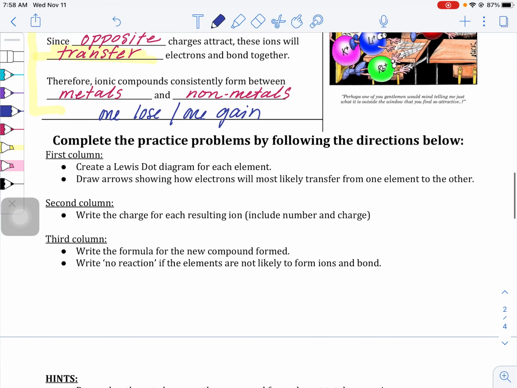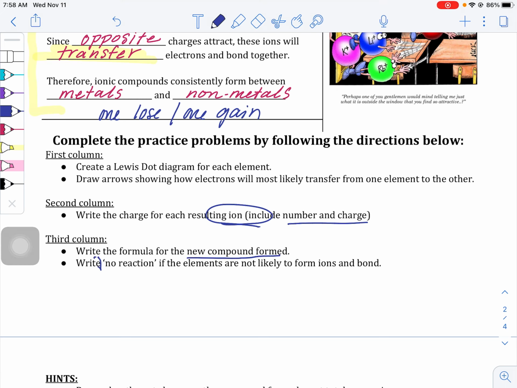So we've got the directions here one more time. Just like we did in the notes, we're going to make a Lewis dot first, draw arrows showing the transfer, show our ion, so that means the number and the charge, and then finally name that new compound's chemical formula.